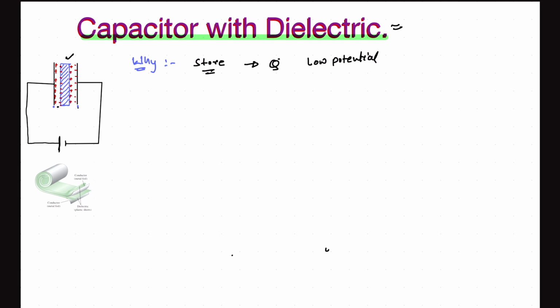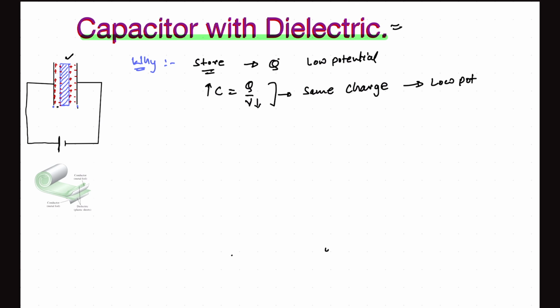Now look, the formula of capacitance is Q divided by V. If I somehow can decrease the potential, then its capacitance will increase. It means this device will now store the same charge at a low potential. That is the purpose of our capacitor.